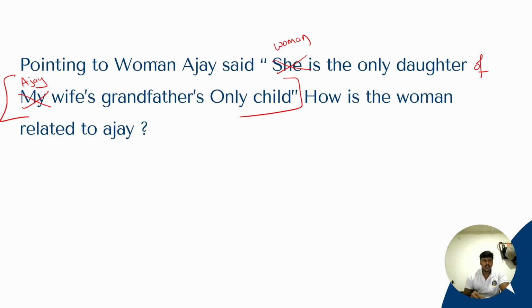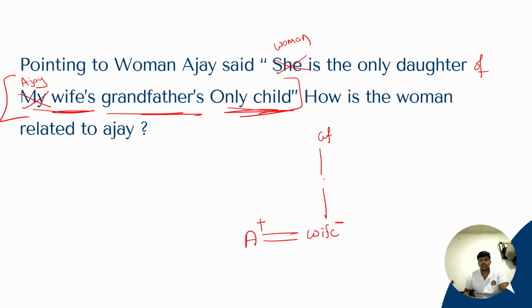Okay, let us see. Ajay's wife. So Ajay is here. Ajay is a male person and Ajay is having a wife. Ajay's wife's grandfather's, let's go 2 generations up. Grandfather's only child. So this grandfather's child is going to be here. Ajay's wife's grandfather's only child can be Ajay's wife's mother or father. That's why I'm writing P, parent.